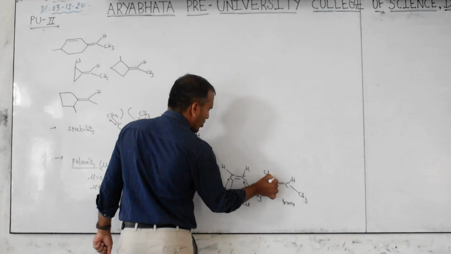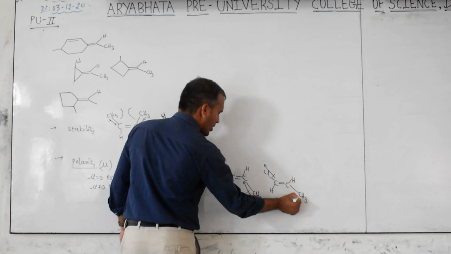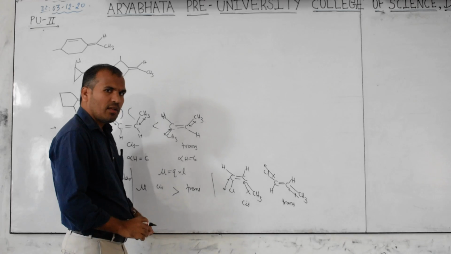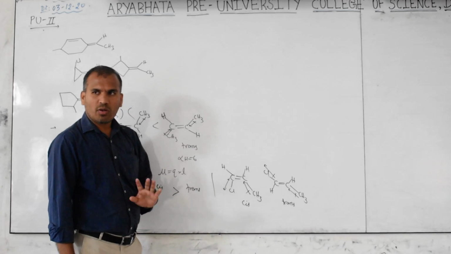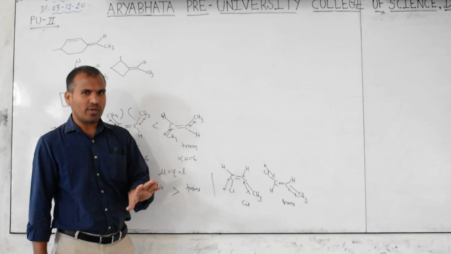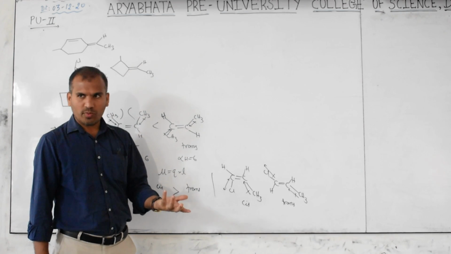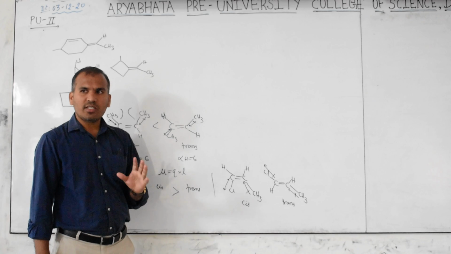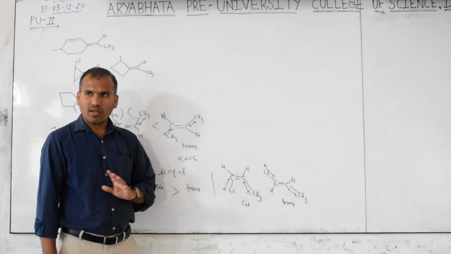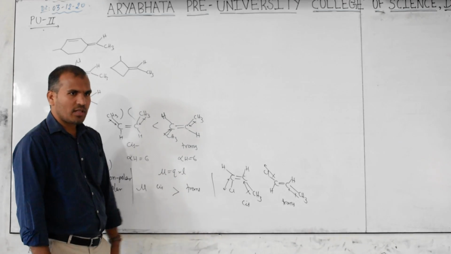Here chlorine is withdrawing, the methyl is a donor. Then in the resultant, which one has the more dipole moment? Trans form. So we cannot say that cis always has the more dipole moment, or trans always has the more. It depends on the groups. The generalized statement is that cis is more than trans, but it is not always true.